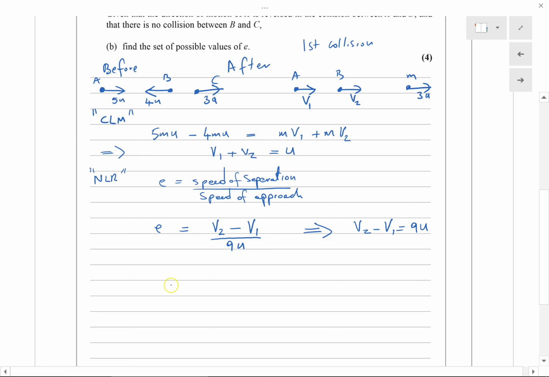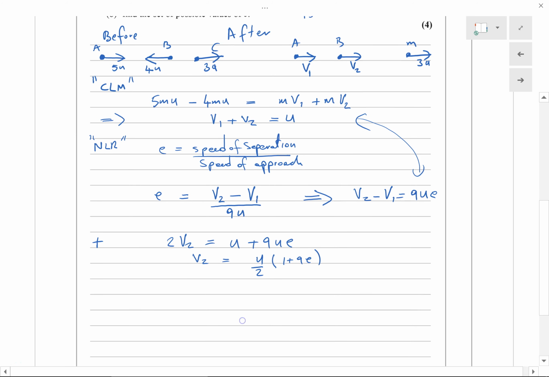So if I add these two together, then V1 is going to cancel, because I've got a positive V1 in the first equation and a negative V1 in the second one. So I'm going to be left with 2V2 is equal to, oh, I've forgotten the e from here, 2V2 is equal to u plus 9ue. Okay, so that gives us V2 is equal to u over 2, 1 plus 9e.